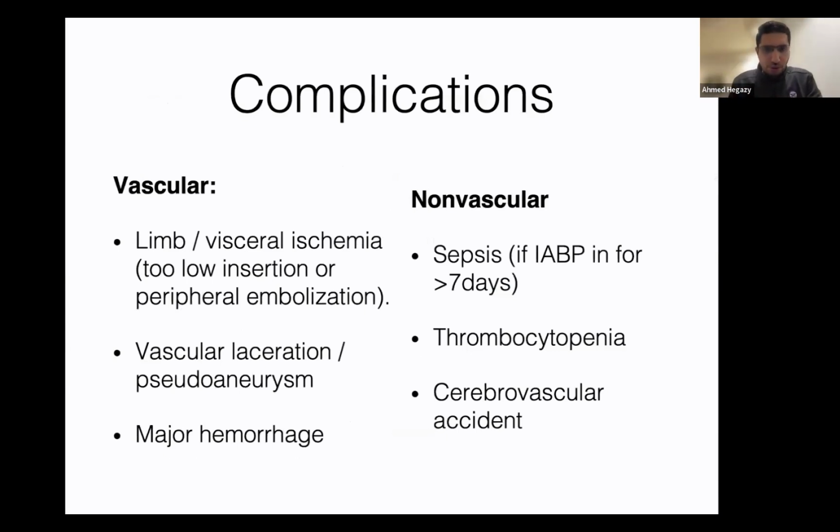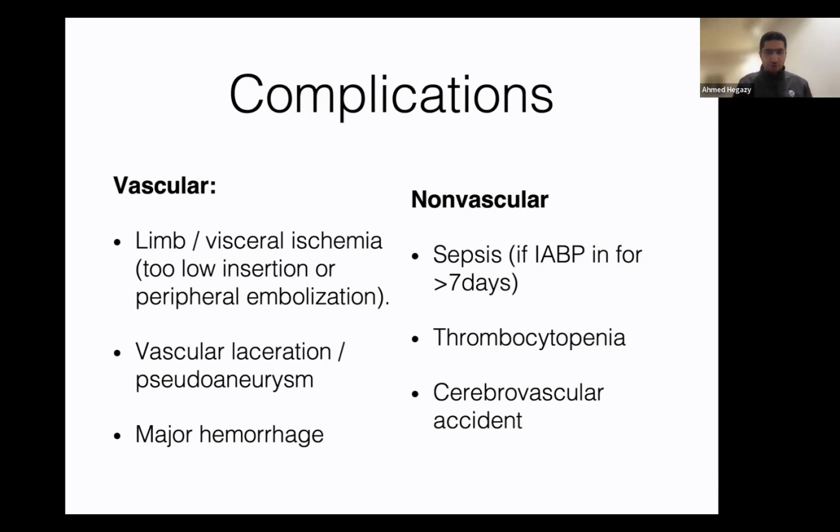Okay, so what about complications? So there are vascular complications and there are non-vascular complications. The vascular complications include limb and visceral ischemia. If the balloon pump is too low in its insertion, it may encroach on the renal artery takeoff in the descending aorta, in which case you may start seeing compromise of the renal circulation. And that's why you don't want the balloon pump to be too low. You want it to be just right.